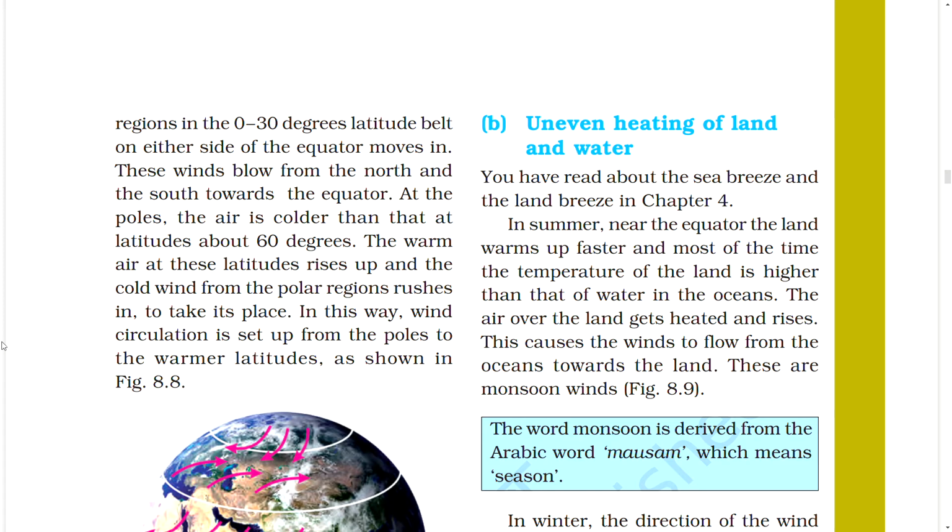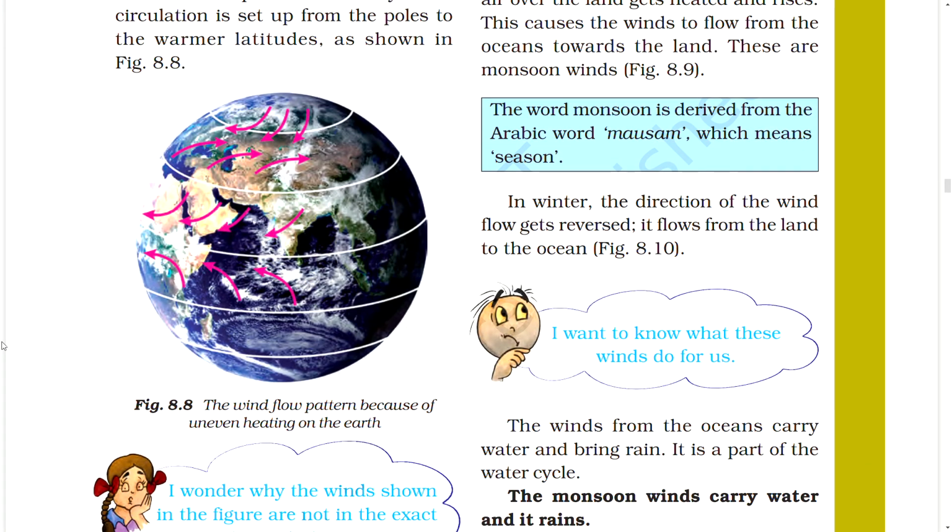These winds blow from the north and the south towards the equator. At the poles, the air is colder than that at latitudes about 60 degrees. The warm air at these latitudes rises up and the cold wind from the polar regions rushes in to take its place. In this way, wind circulation is set up from the poles to the warmer latitudes, as shown in the figure. Figure: The wind flow pattern because of uneven heating on the earth.